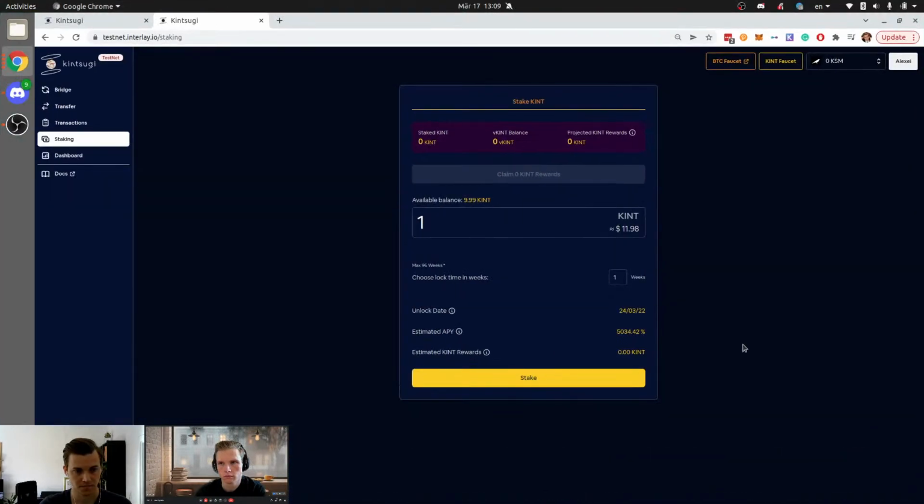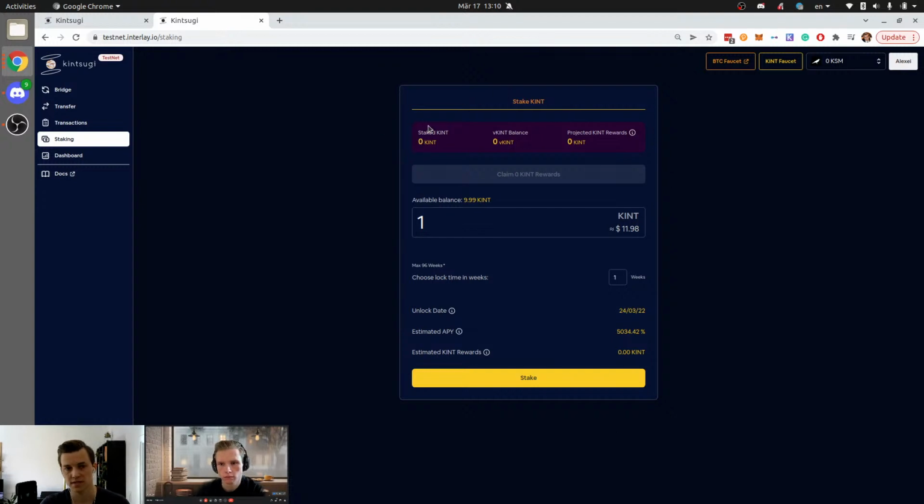And now, let's take a look at the user interface. So, when you want to stake, you should go to kintsugi.interlay.io/staking. Now, I'm showing this on our testnet for various reasons, but the mainnet looks exactly the same. The testnet is a replication of the mainnet just with testnet coins. Now, when you open up the staking interface, what you will see is this window.